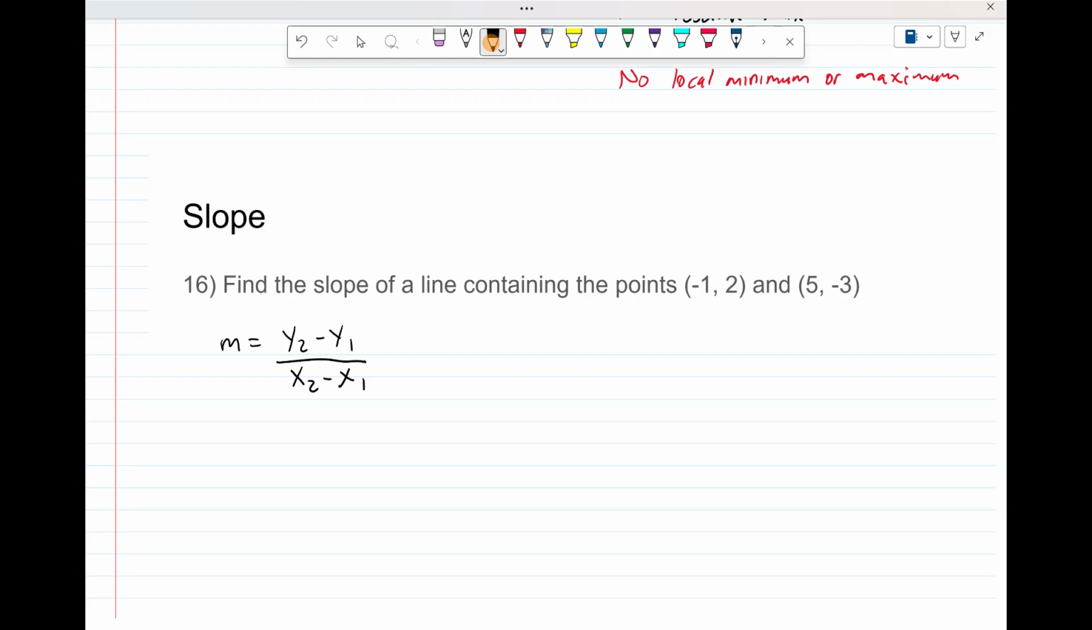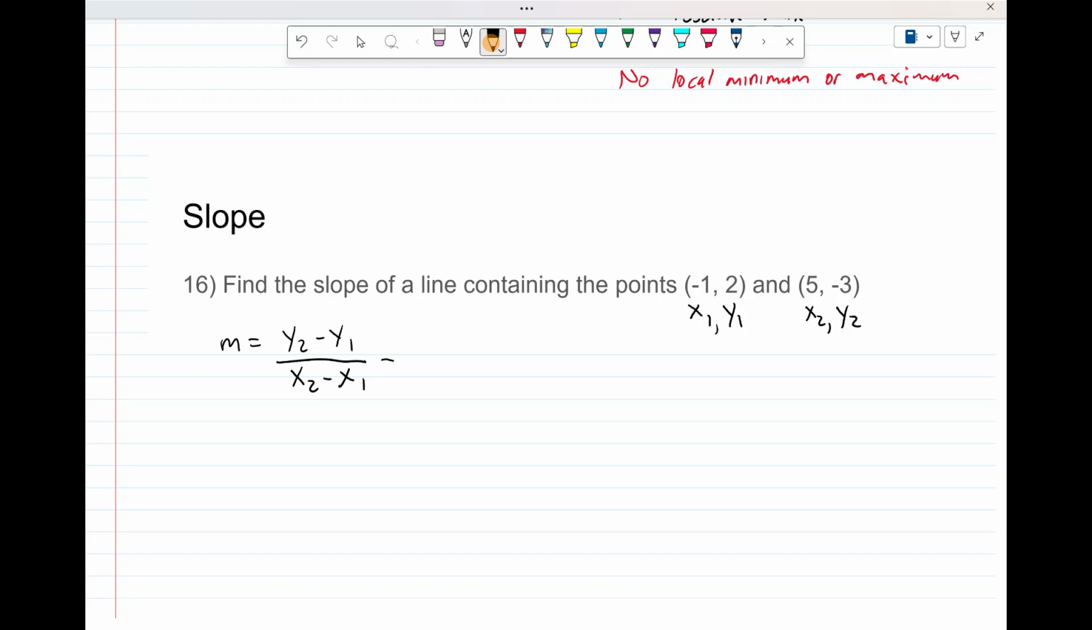What I like to do is label my points. I'll say the first x value is x1, and the first y value is y1. And then the other point will be the second x value, x2, and the second y value, y2. The most important thing is to make sure it's x comma y, and make sure that your 1's are together and your 2's are together when you label your points.